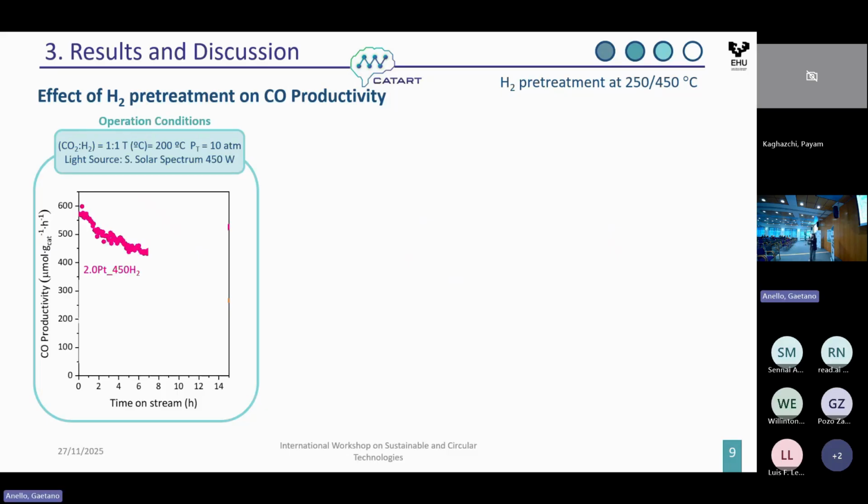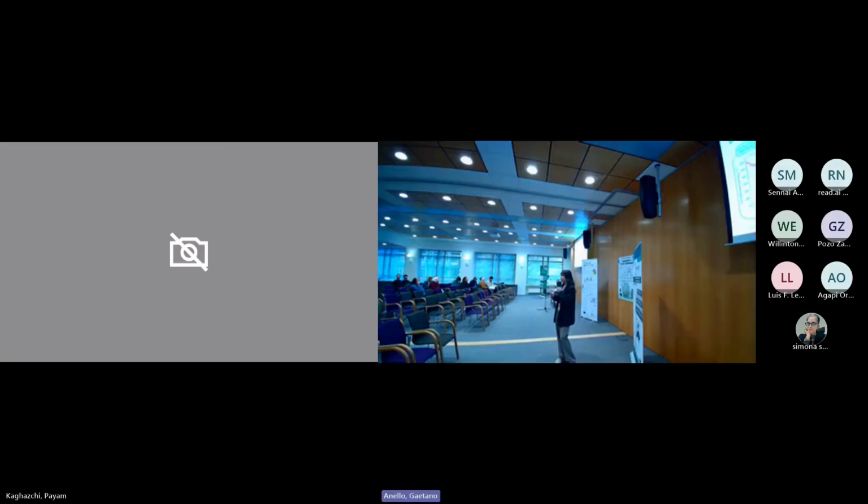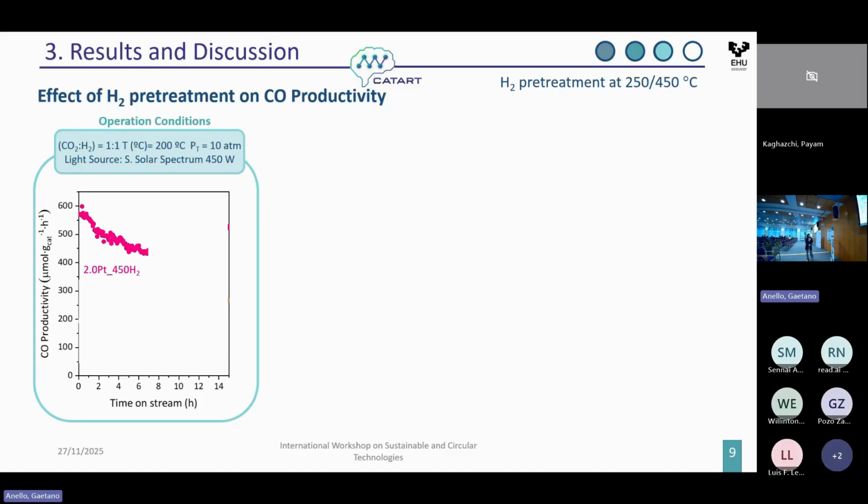First, we saw that when we were treating our material at 450 degrees in dark conditions, the trend of our reaction was going down. But in the case of the 250, we saw less productivity and also a little increase. But the moment we put light on each sample, we see a completely different trend.